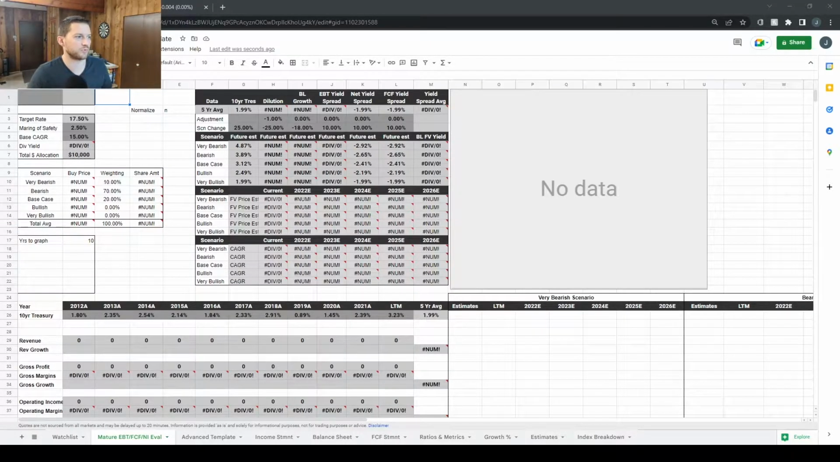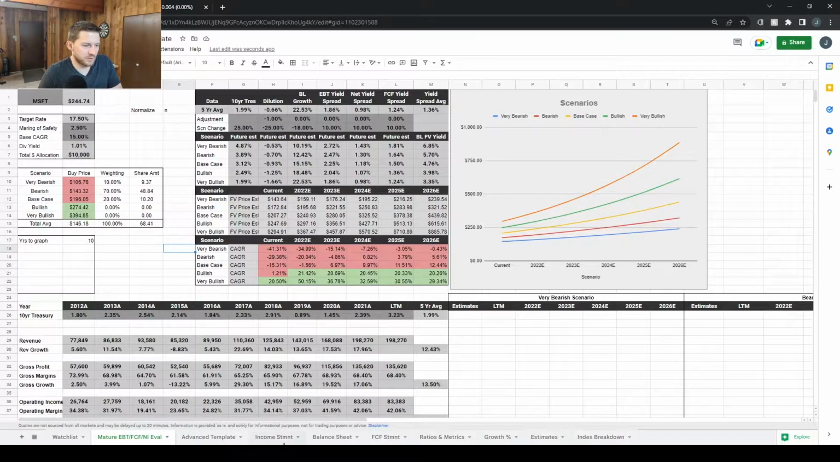All right, we're going to jump right into the financials today. So let's get Microsoft in there. We're going to graph out 10 years and wait for all this to populate. And let's go over to the income statement.